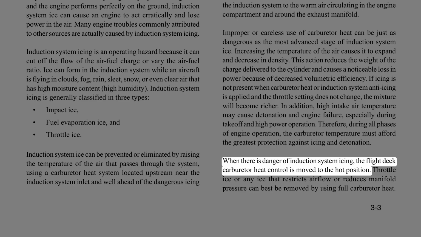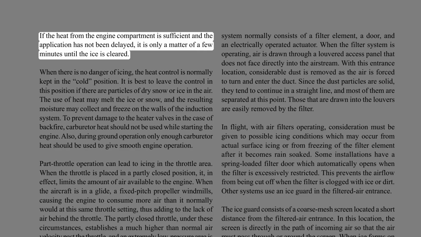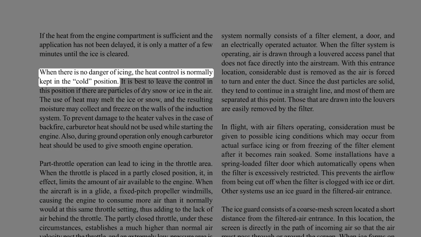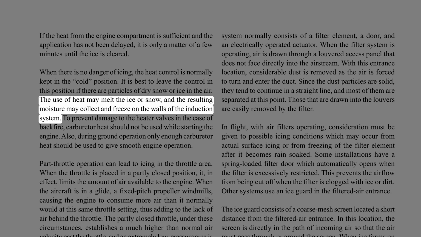When there is danger of induction system icing, the flight deck carburetor heat control is moved to the hot position. Throttle ice or any ice that restricts airflow or reduces manifold pressure can best be removed by using full carburetor heat. If the heat from the engine compartment is sufficient and the application has not been delayed, it is only a matter of a few minutes until the ice is cleared. When there is no danger of icing, the heat control is normally kept in the cold position. It is best to leave the control in this position if there are particles of dry snow or ice in the air. The use of heat may melt the ice or snow, and the resulting moisture may collect and freeze on the walls of the induction system.